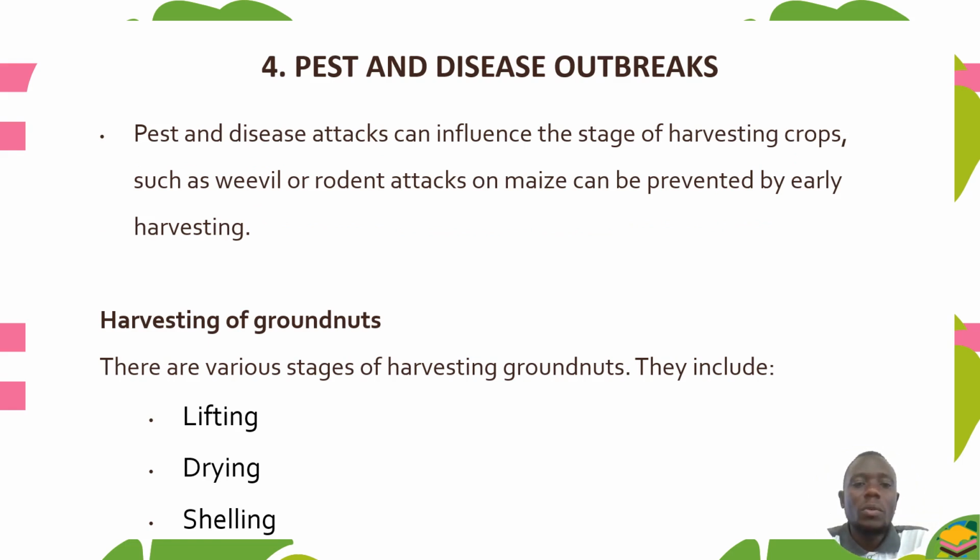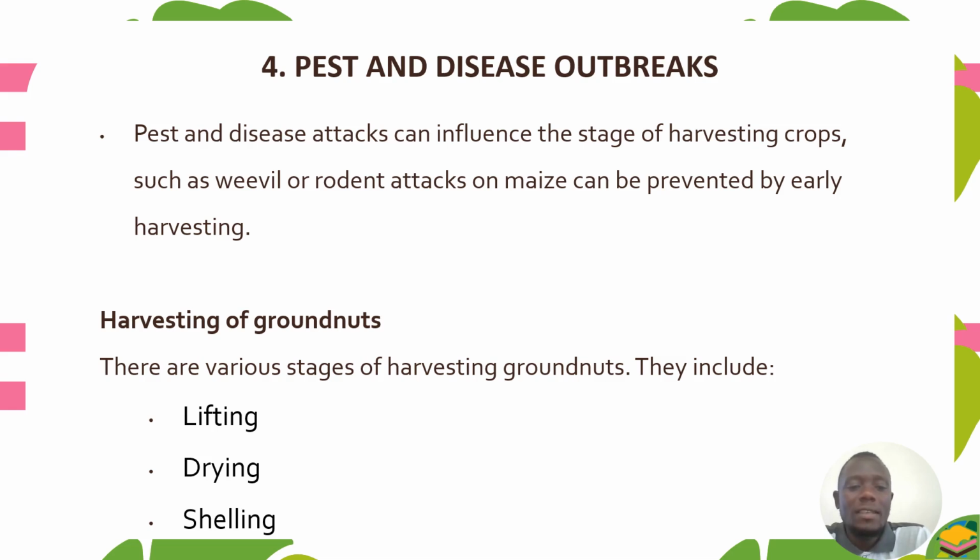So let's go to pest and disease outbreak. Pest and disease outbreaks also affect the stage of harvesting. Pest and disease attack can influence the stage of harvesting crops. For example, weevil or rodent attack on maize can be prevented by early harvesting. So you can harvest early to prevent the attack by weevils and also rodents on maize.